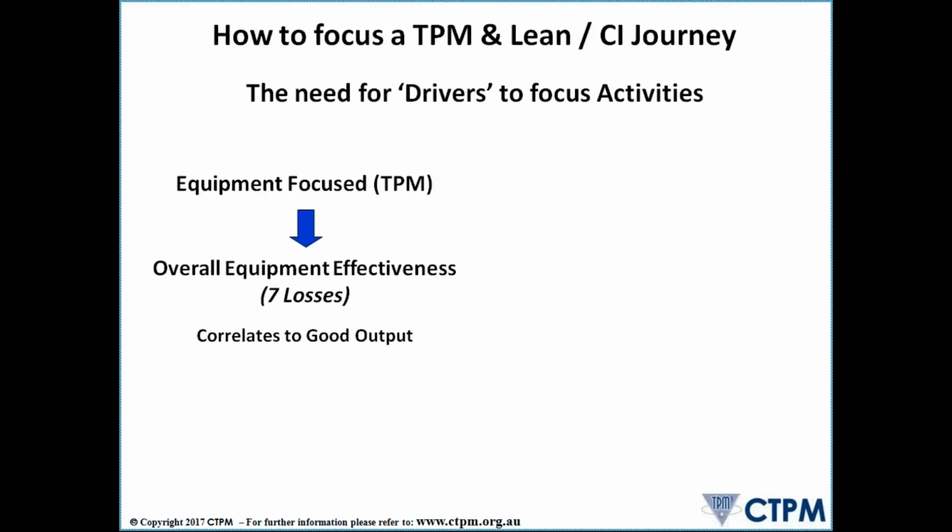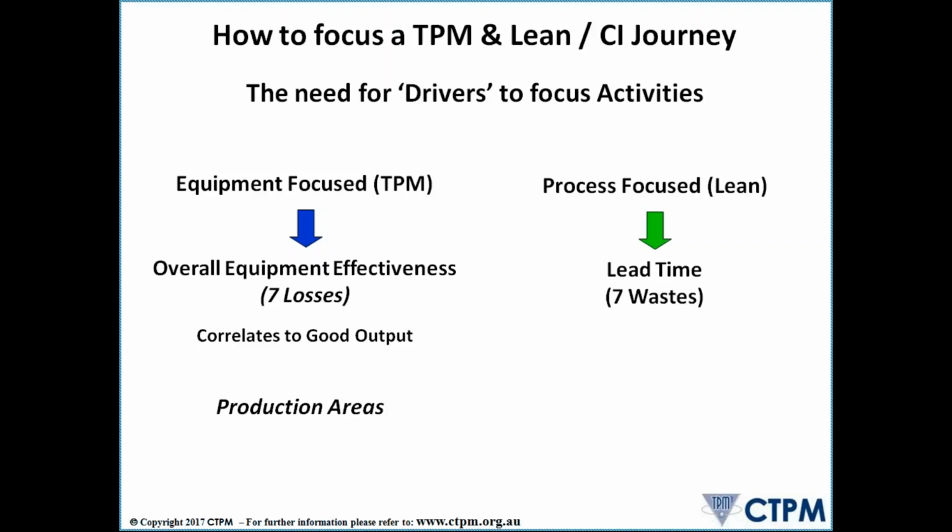And OEE is set up as a driver that correlates to good output. So the idea being, if OEE goes up 5%, you make 5% more good output, or you do it in 5% less time. And often TPM is very much orientated around different production areas. So you go and divide your plant up into production areas, and then you pick the bottleneck areas and you start working in those areas.